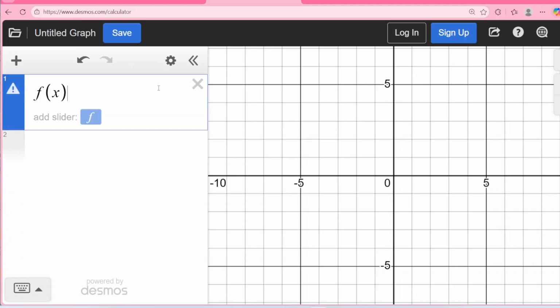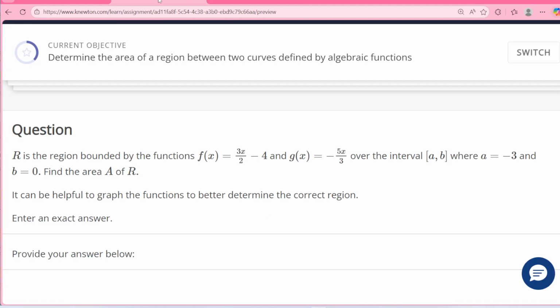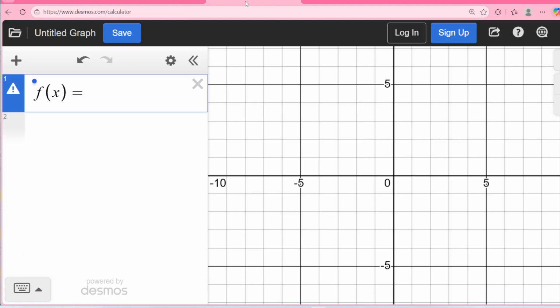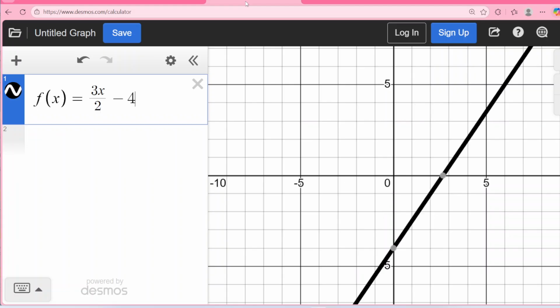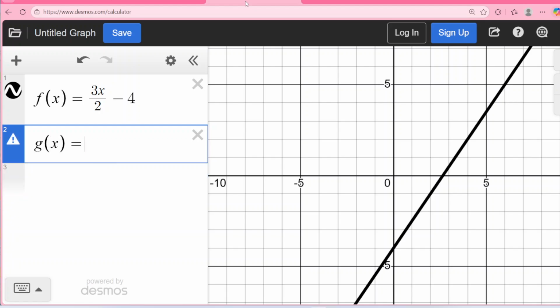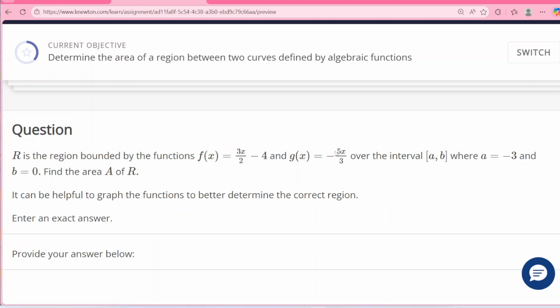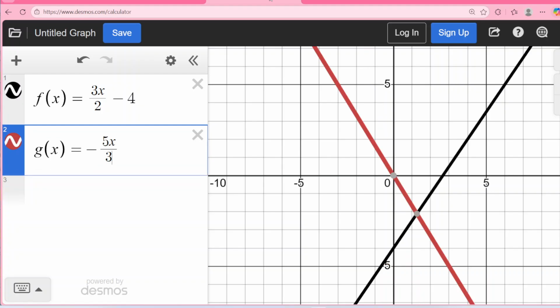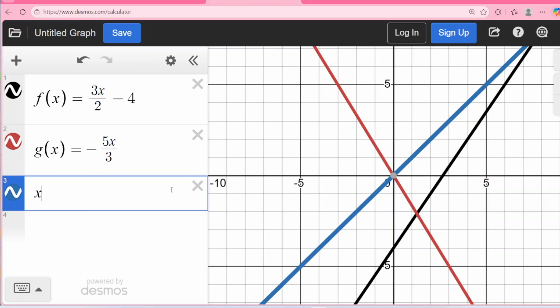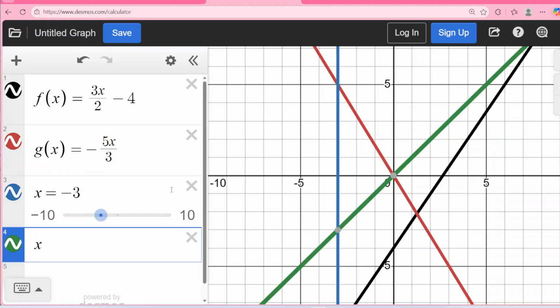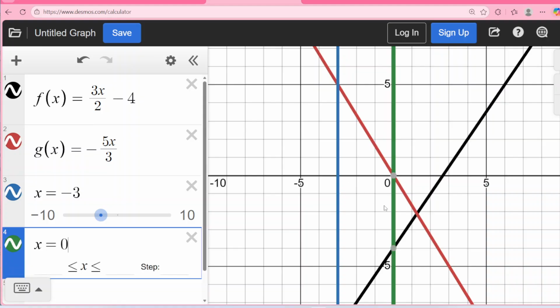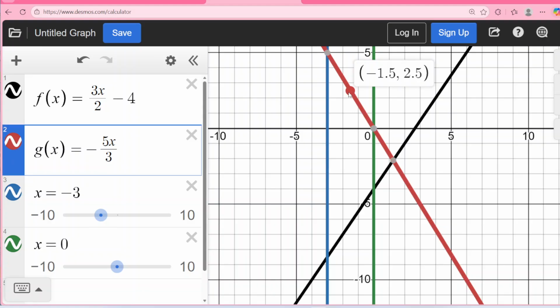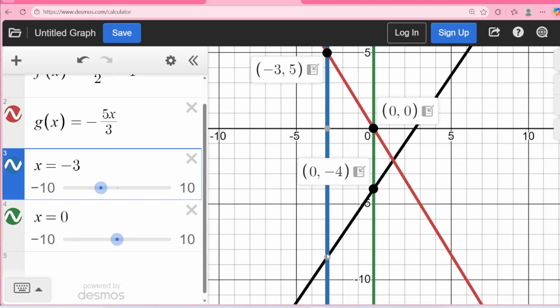So the f of x function was 3 halves x minus 4, so 3x over 2 minus 4. The g of x function was just negative 5x over 3, negative 5/3 x. And we're looking at the interval from x equals negative 3 to x equals 0. So just this little trapezoid here, from this point to this point to this point and this point. Those are the four corners of my little trapezoid.